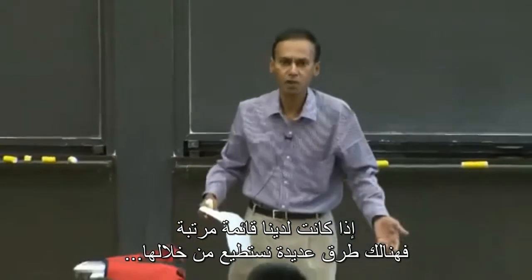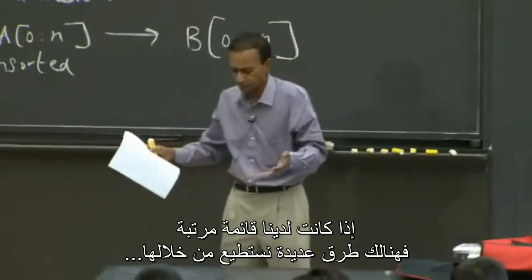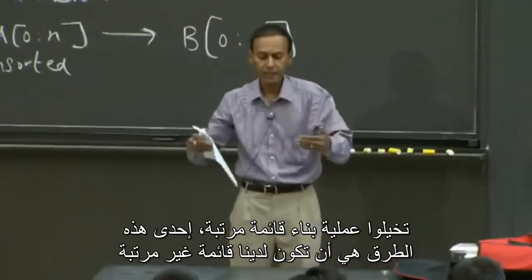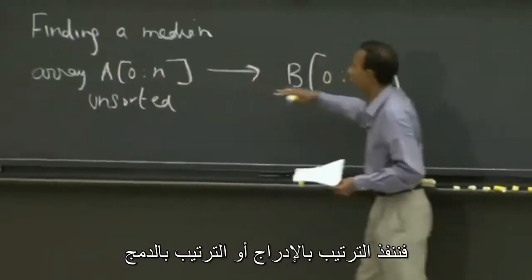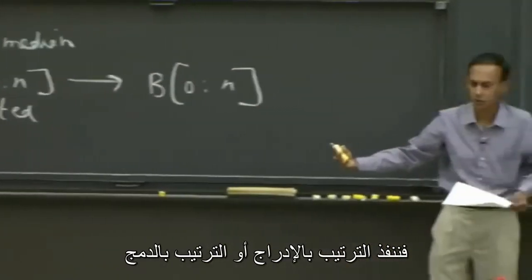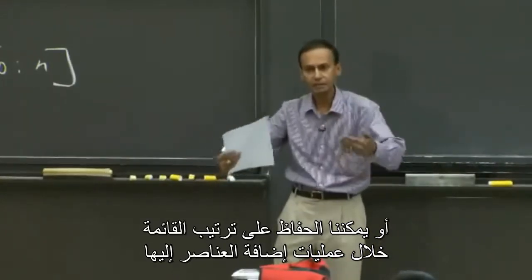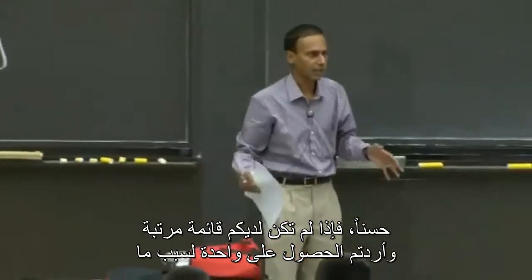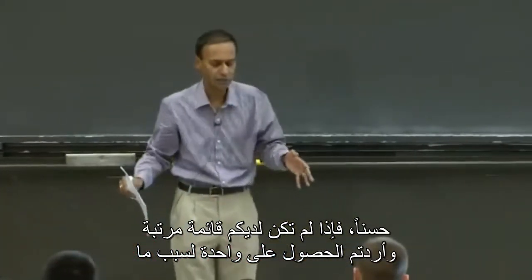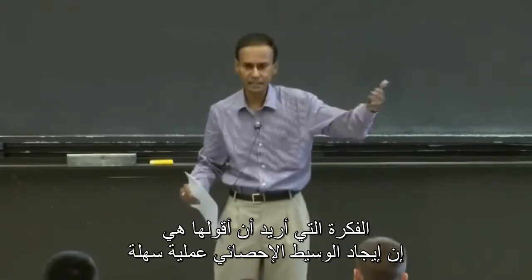If you happen to have a sorted list, there's many ways that you could imagine building up a sorted list. One way is you have something that's completely unsorted and you run insertion sort or merge sort. Another way would be to maintain a sorted list as you're getting items put into the list. Okay? So if you happen to have a sorted list and you need to have the sorted list for some reason, the point I'm making here is that finding the median is easy.